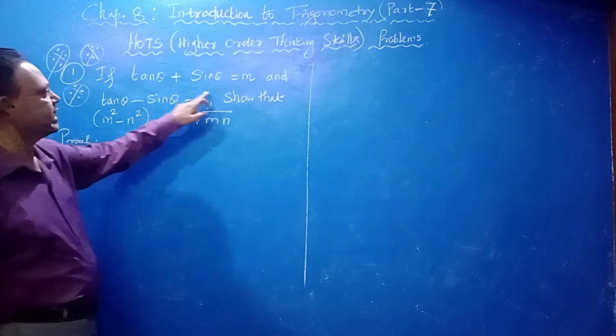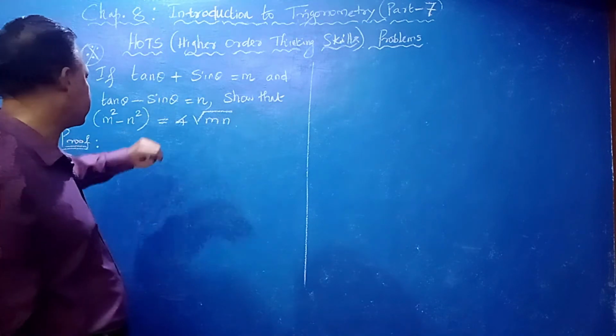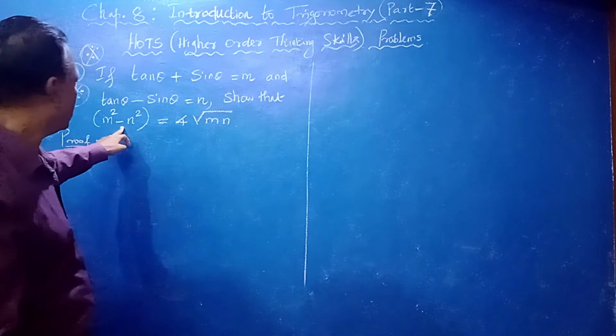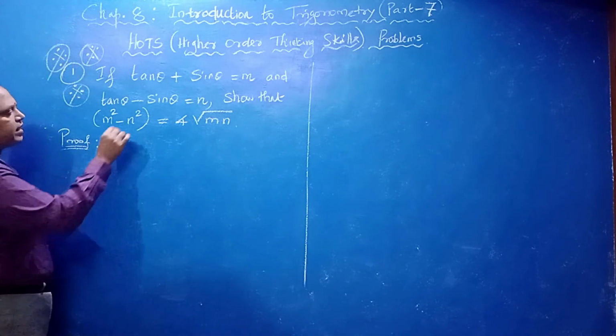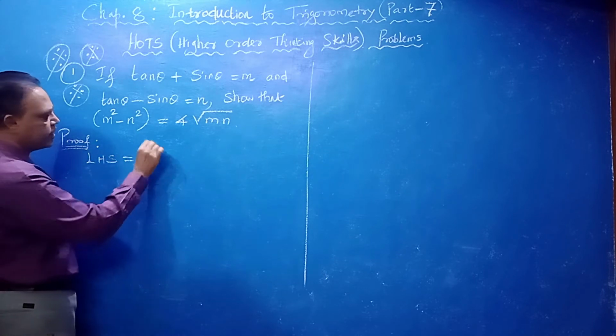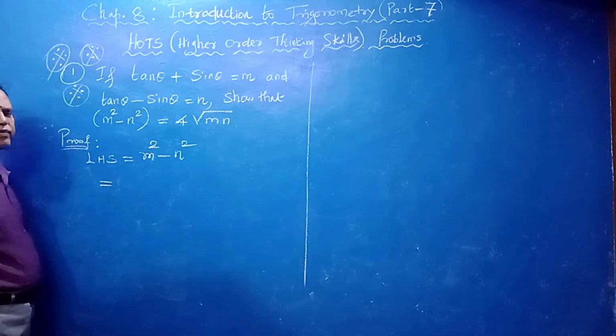So what is given here? M is given and N is given. You have to prove this. So you take the left hand side. What is there in the left hand side? Write as it is: M squared minus N squared.